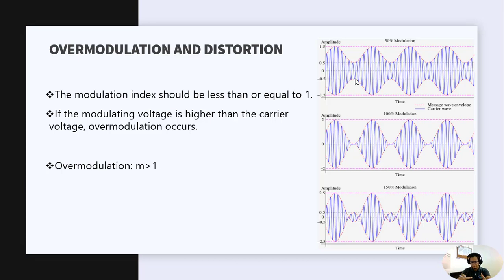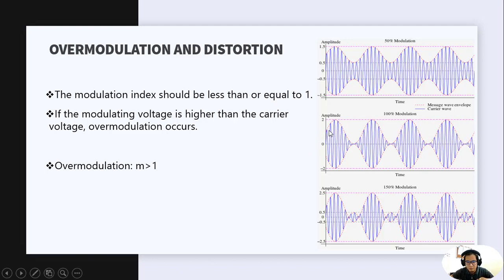What happens if M is 1? Meaning, Vm is equal to Vc. Kasi kailan magiging 1 ng M? Pagka ang Vm at Vc ay equal. So, ang mangyayari niyan, magkakaroon ng kissing pattern. So, yung peak net, yung minimum nito, magdidikit yan sa 0.